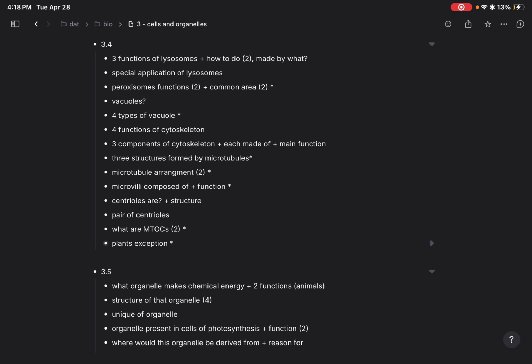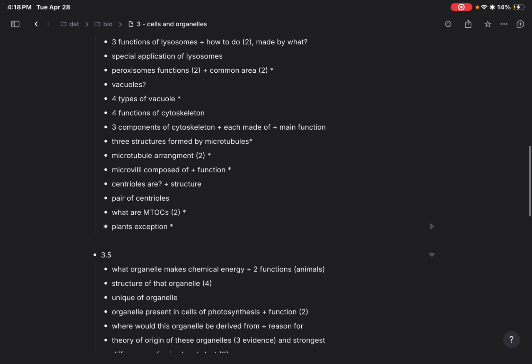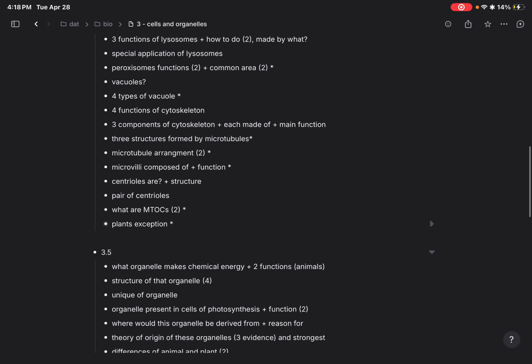Peroxisome functions plus common area. They're found in the liver and kidneys. Peroxisomes form H2O2, hydrogen peroxide, and they break down fatty acids and amino acids. They generate hydrogen peroxide to oxidize substrates.